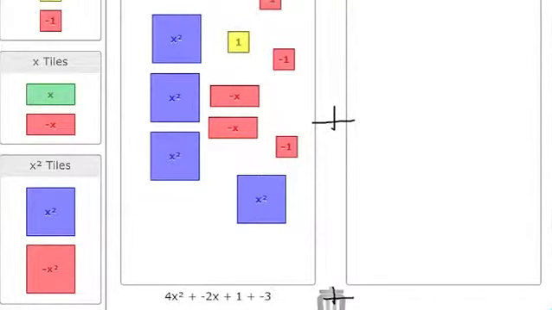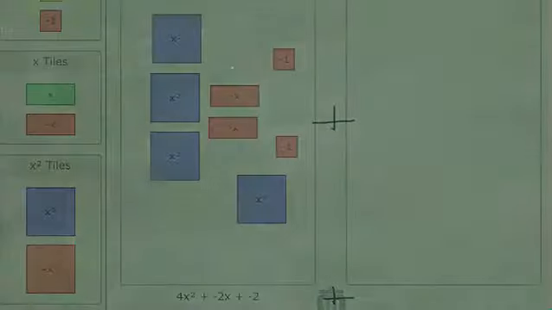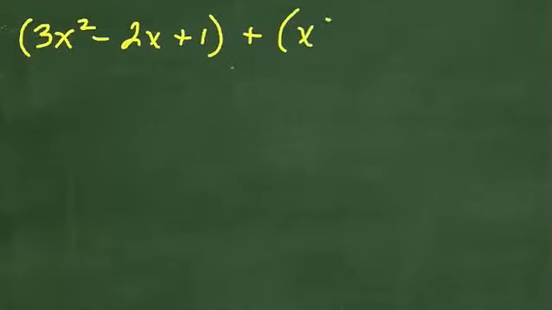Before we decide that we're finished, we might look for opposite pairs. 1 plus negative 1 is 0. So we're left with 4x squared minus 2x minus 2.